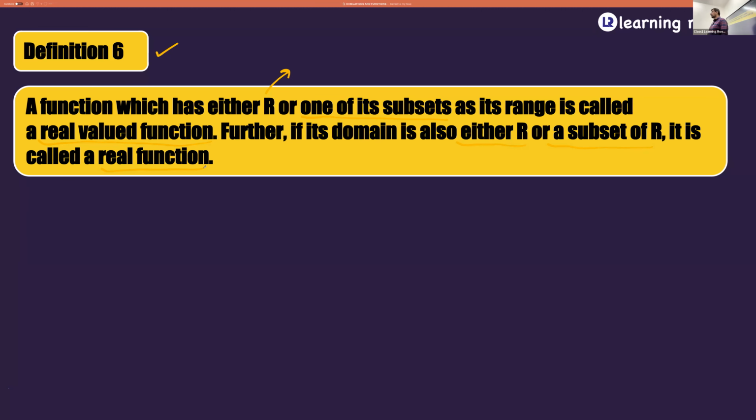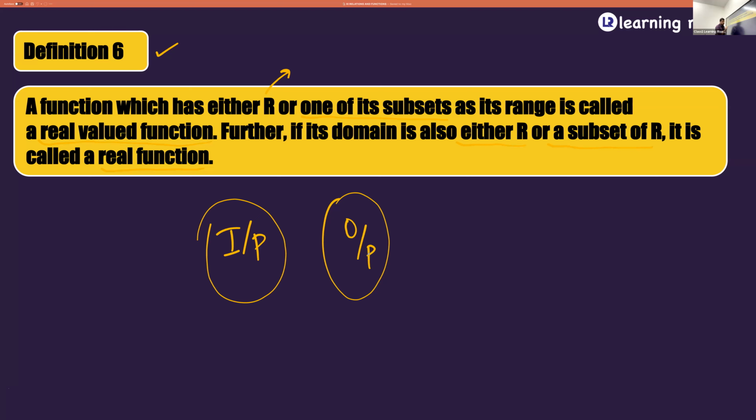When I say real valued function, the output is a real number. When I call it a real function, the input is also a real number or a subset of real. By now you would have understood what I mean by input and output. Anything that is part of the first set is input, and the other is output. Please make a note of this. Going forward, we are going to discuss only real functions and real valued functions.